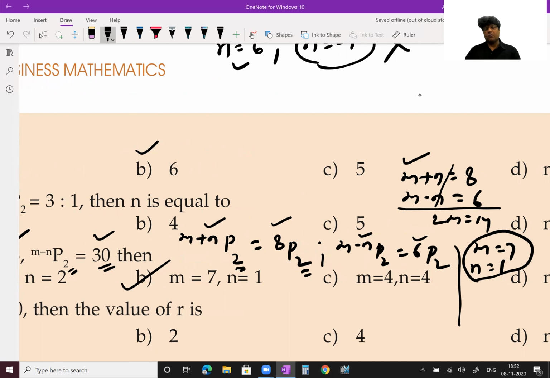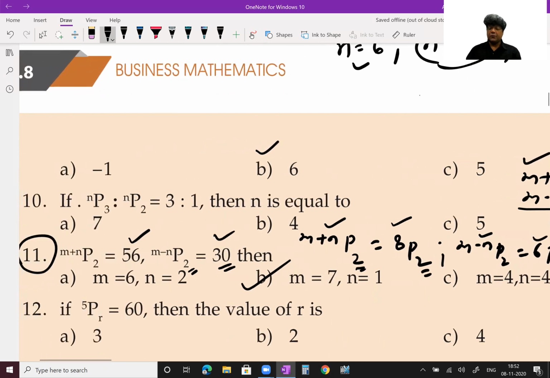Or you can again go by option hitting, guys. How? If you put m = 7, n = 1: 7 plus 1 is 8, 8P2 means 8 into 7, which is equal to 56, satisfying. Again put 7 and 1 here: 7 minus 1 is 6, 6P2 is equal to what? 6 into 5, 30, satisfying. So this is the answer.